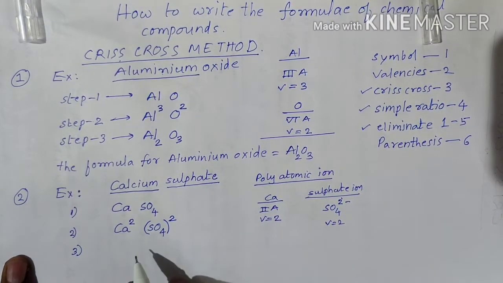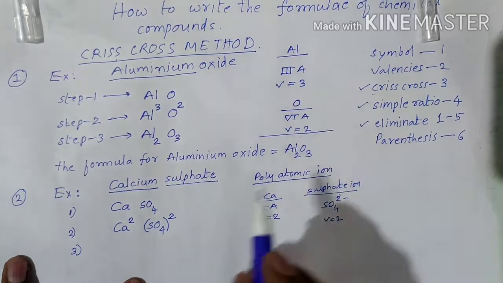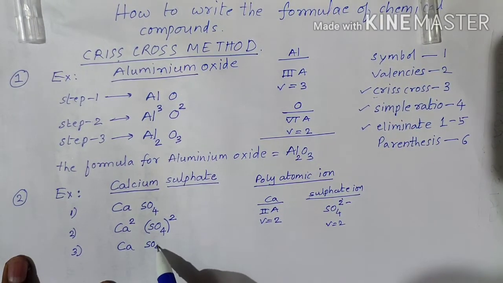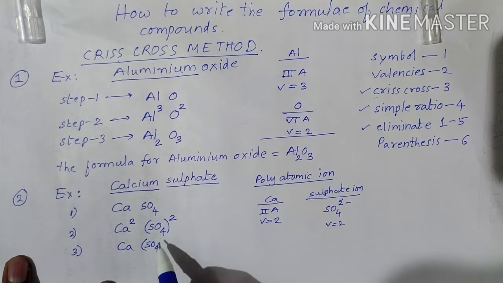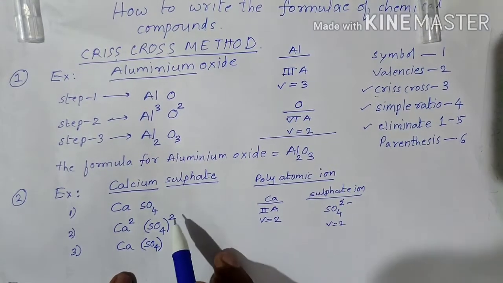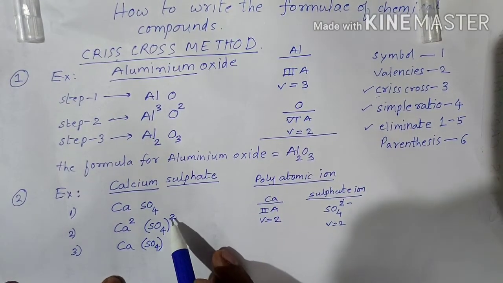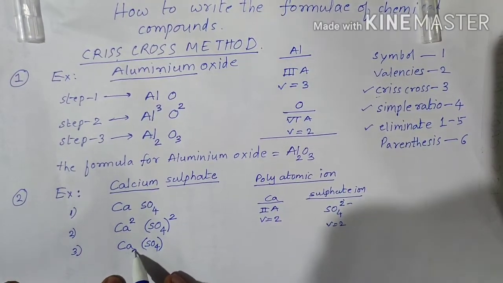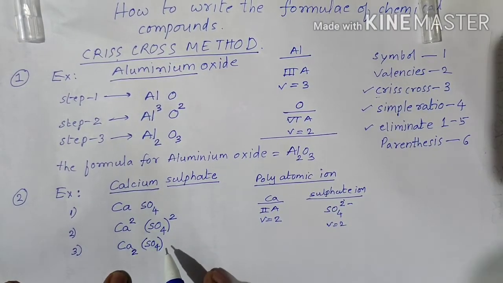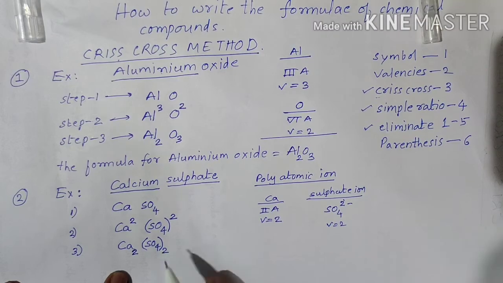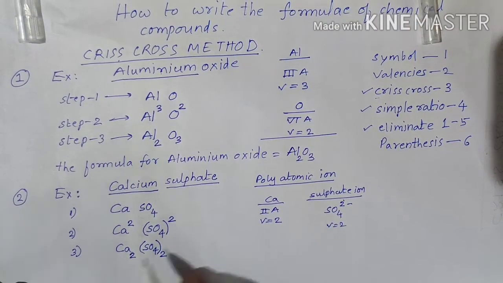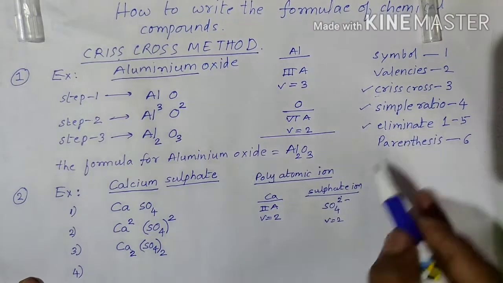And what is the third step? Crisscross. So write calcium and write sulfate. It is a polyatomic ion, so put parentheses. Now crisscross the valencies. That means the valency of sulfate should be written at the subscript of calcium, and the valency of calcium should be written at the subscript of sulfate. This step is over.